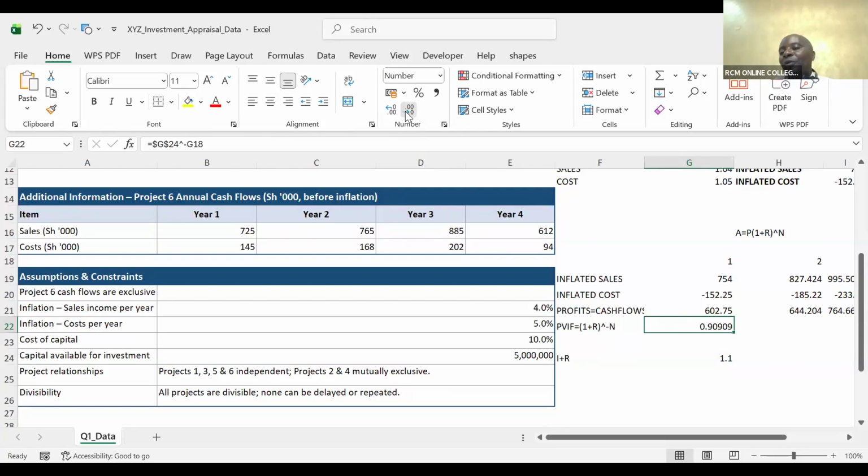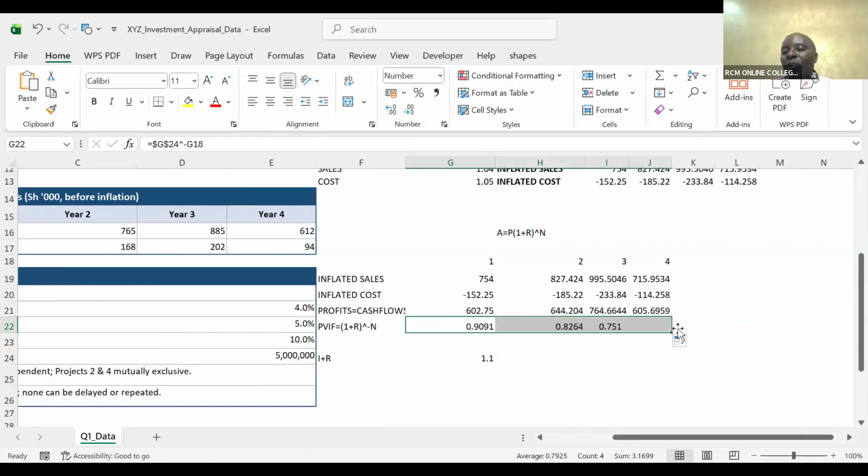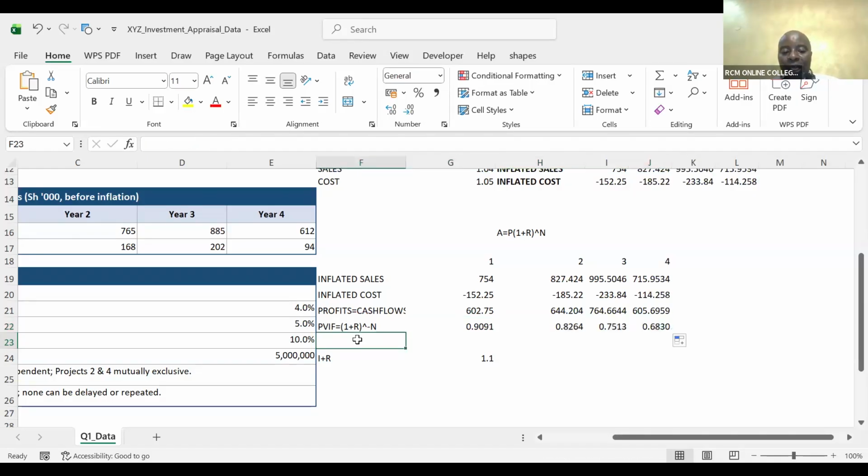Yeah, four decimal places. So I have my PVIF there. Once I have this PVIF, ladies and gentlemen, I can autofill so nicely up to year number 4. And then you are able to have straight away the discounted cash flows, DCFs. What do we do?